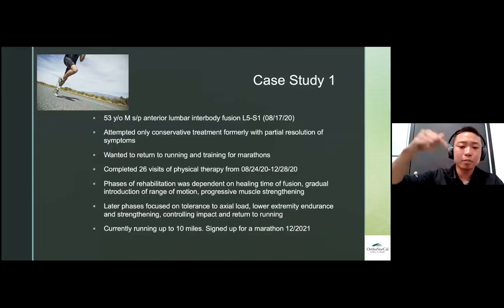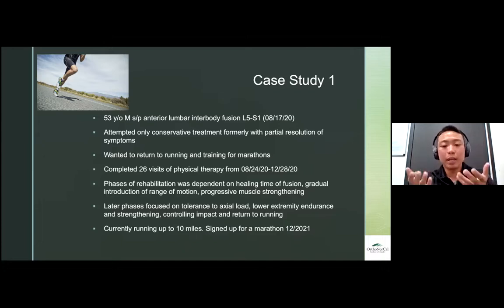Axial means a top-down approach of load, bearing weight through that. And we'd strengthen his lower extremities, making sure that he can withstand his load. And then over time, we attempted some impact and return to running. Essentially, that's agility drills, being able to control those step patterns, separating right to left, and making sure that his impact and load is not too heavy. We actually had to look at his running mechanics to make sure he's not bouncing up and down too much, so that there's not too much load where the fusion was.